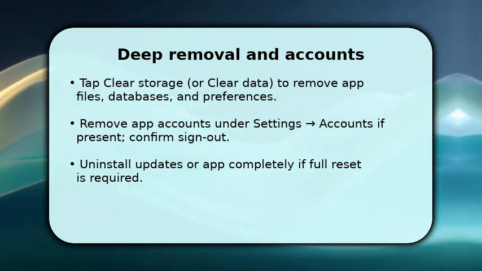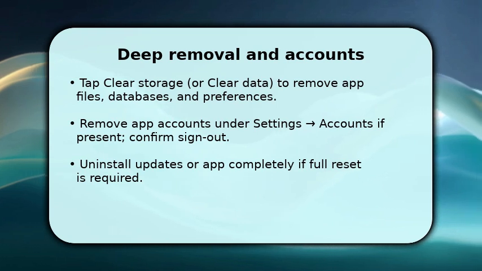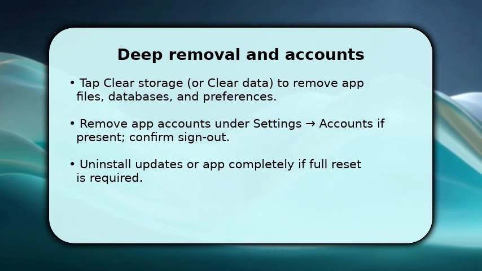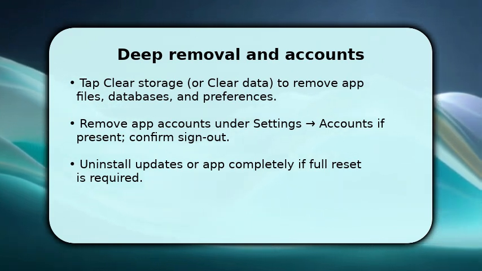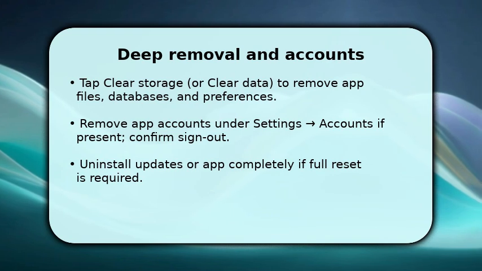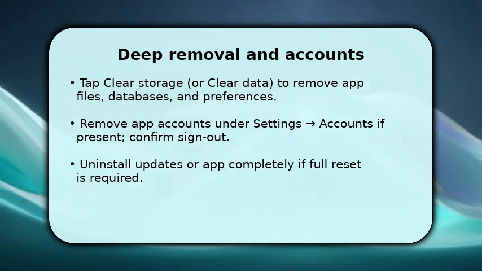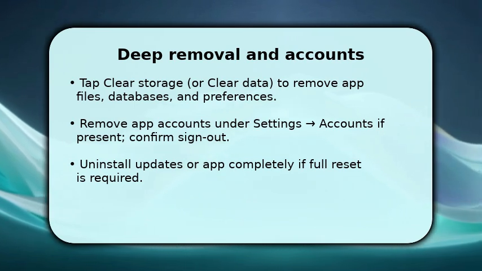Next, check Settings > Accounts for any linked services and remove those entries to prevent automatic restores. If the app uses device admin, revoke that permission first. If residual data persists, uninstall the app and select Delete App Data when prompted. Then reinstall from Play Store.